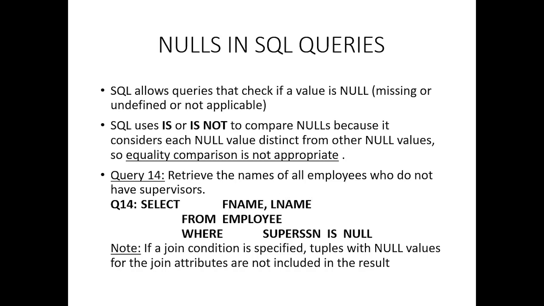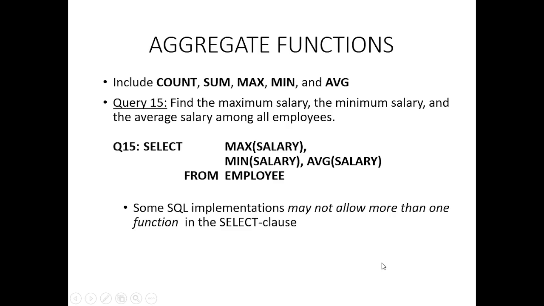And when we perform a join operation, what will happen with the null values? Okay. So tuples with null values for the join attributes are not included in the result. Okay. That's what happens in a join. Then we have aggregate functions. Okay. So what is meant by this aggregate functions?